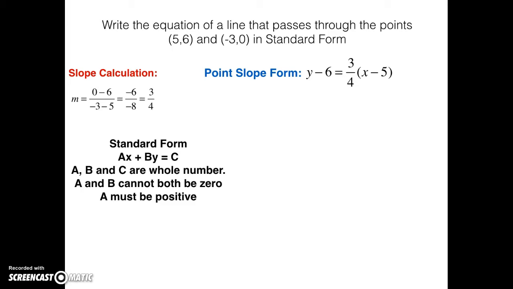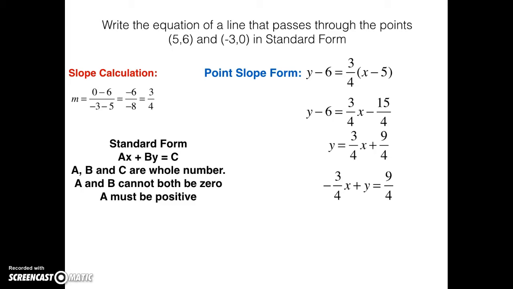So we're going to start by distributing the 3/4. Add 6 to both sides. And then since I need ax and by on the same side, I'm going to subtract that 3/4 x, bring it over to the same side the y is on.